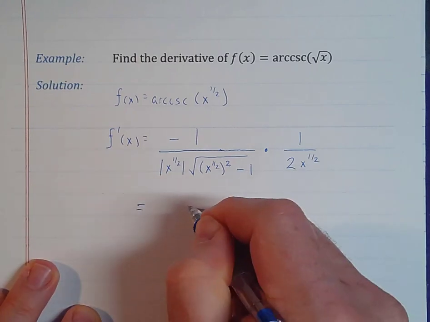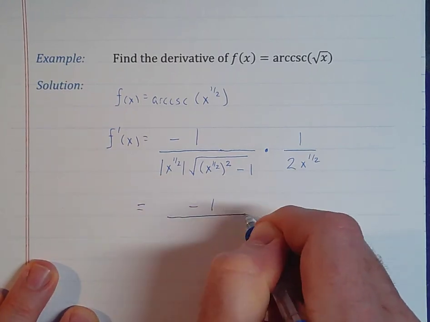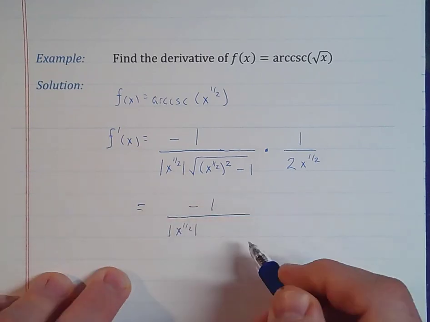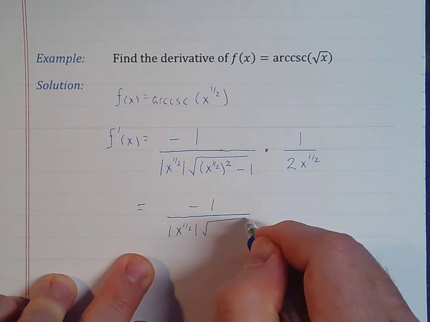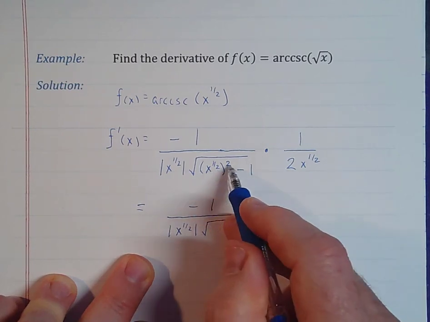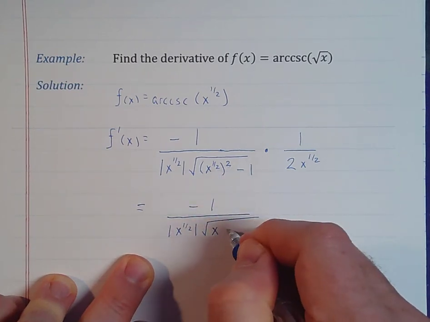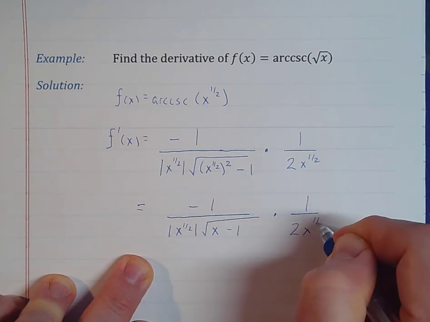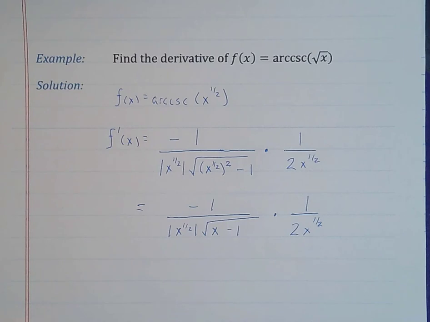I've got a -1 up here, x to the 1/2 inside of an absolute value. And I've got the square root. x to the 1/2 squared would just give me an x minus 1. I've got a 1 over 2 x to the 1/2. I might could do a little bit more here.